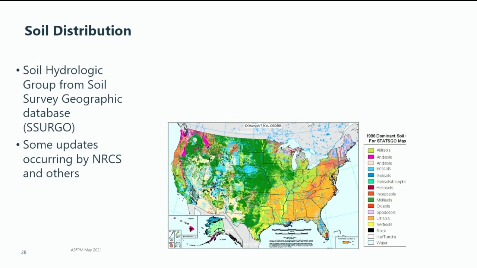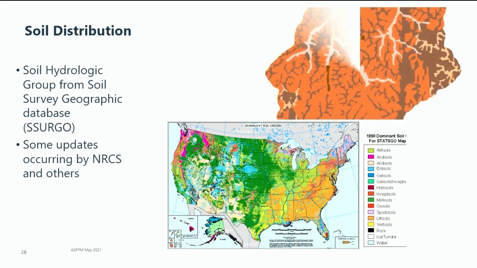The SSURGO data set is our go-to source for these soil classifications. It also is important to know that the NRCS is in the process of updating some places. So you need to go check on a regular basis to make sure those areas within your watershed have not been updated.